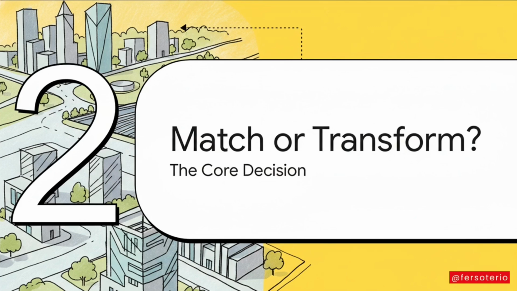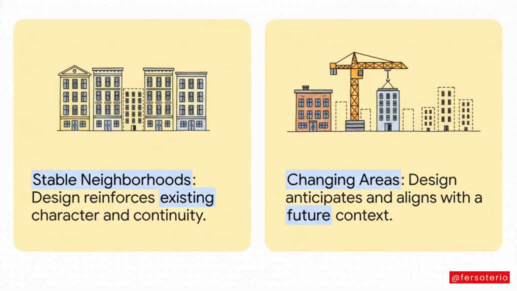Okay, so this leads us to the first major strategic choice every architect has to face. Once you understand the context you're working in, you have to decide, what is this project's role going to be here? And it really comes down to this. Are you in a stable, established neighborhood, maybe a historic district, where your job is to reinforce that existing character? Or are you in an area that's changing, an area that's in flux, where your design should actually anticipate and help shape a future context? That decision, to match or to transform, is absolutely fundamental.